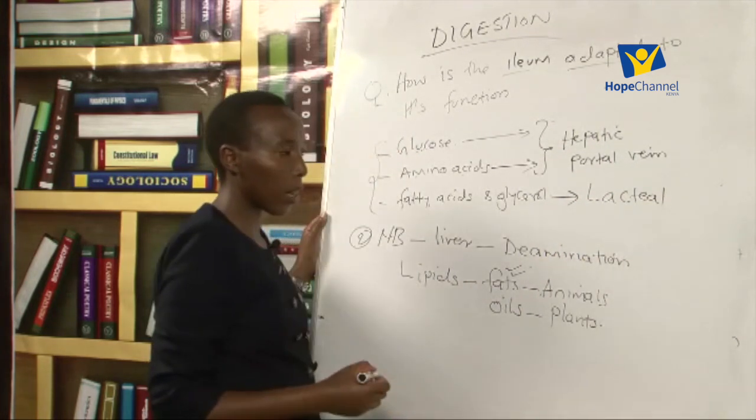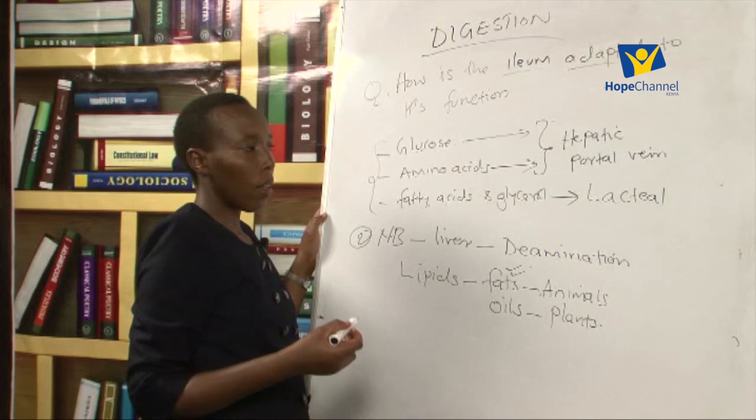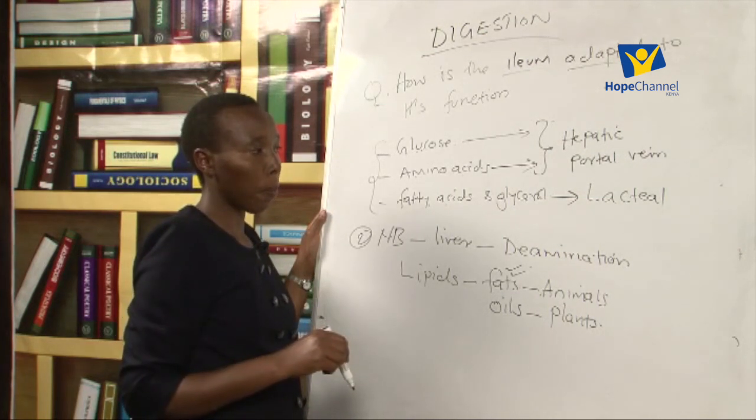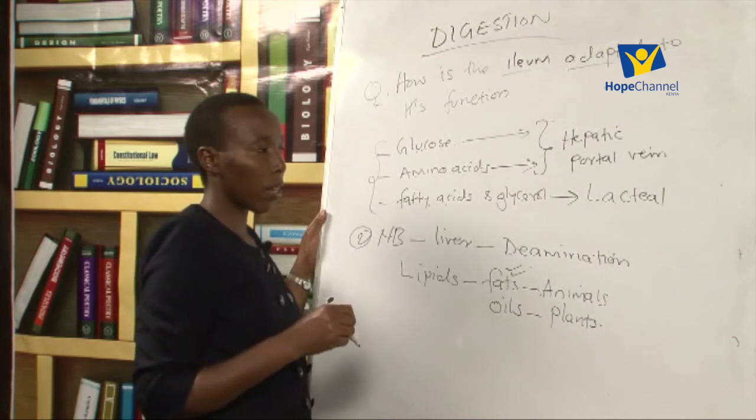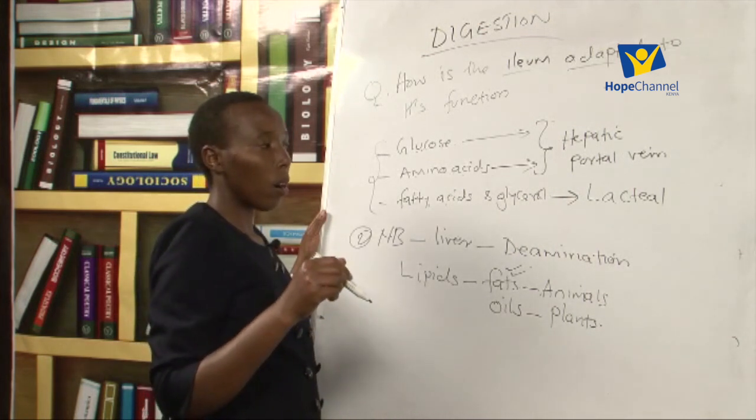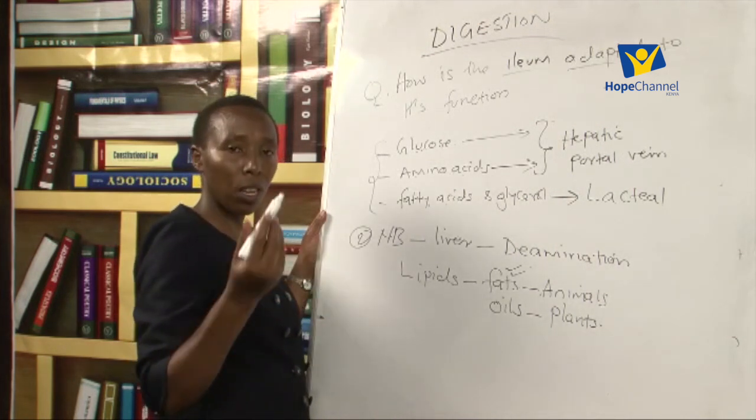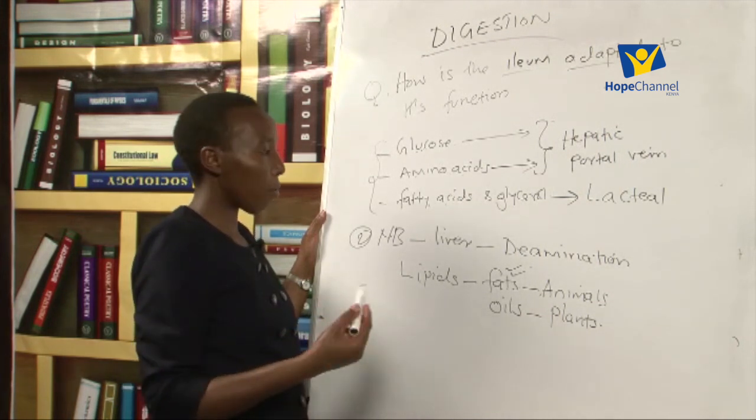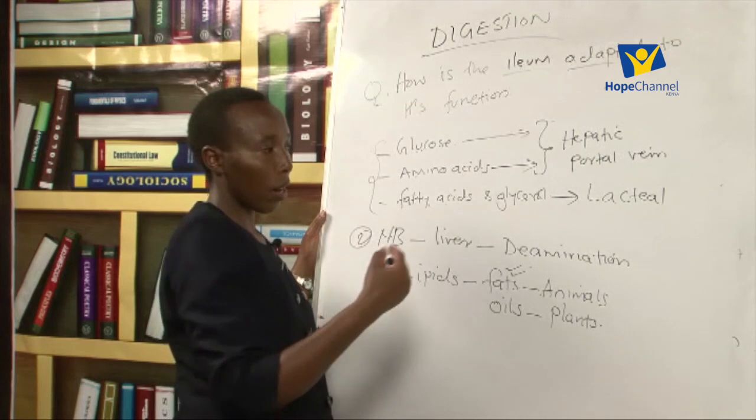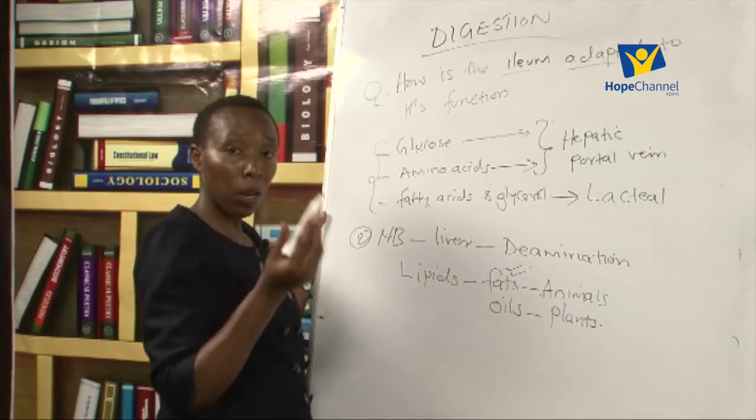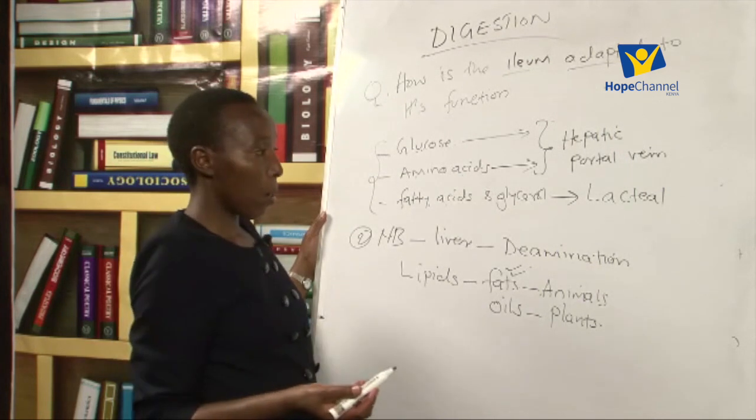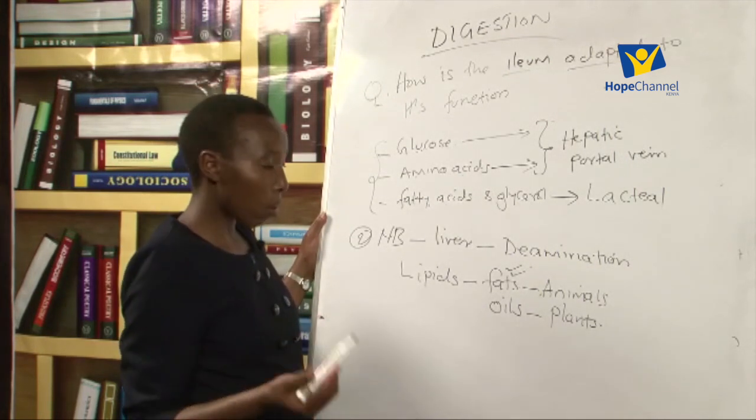And I said that the lacteal drains into the lymphatic system. Then from the lymphatic system, we expect it to drain into the bloodstream. But something happens when the fatty acids and glycerol are absorbed into the lacteal. They combine with some fat-soluble vitamins, and they make them at least soluble.